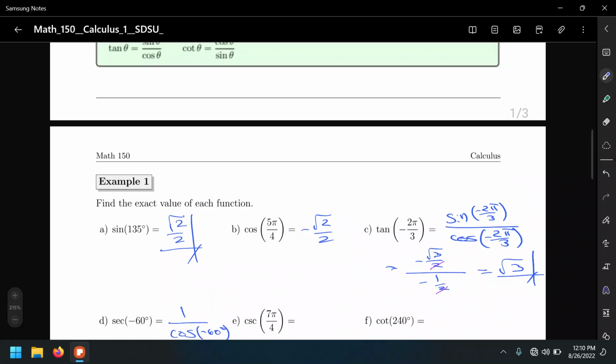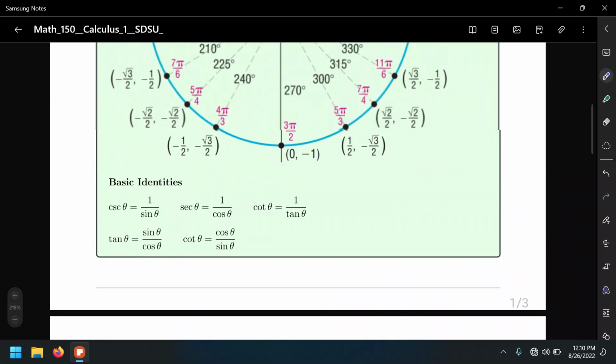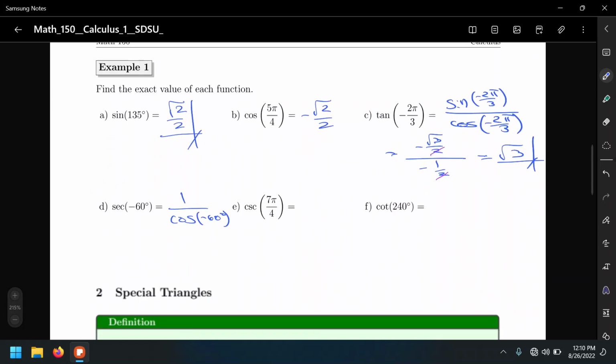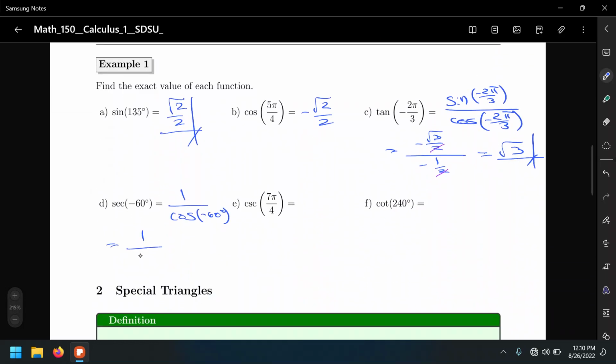And well, cosine of negative 60 degrees. So negative 60 degrees is this point right here. Cosine, is it the x coordinate or the y coordinate again? X, so that'll be 1/2, right? So this will be 1 over 1/2, but what happens when we divide by a fraction? Multiply by the reciprocal, final answer, 2. Okay?